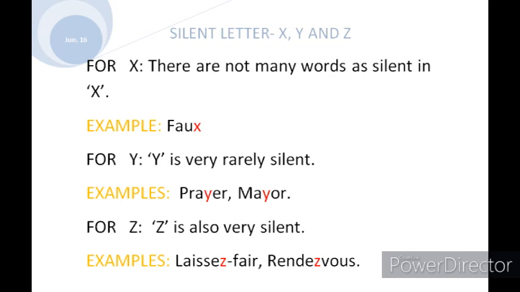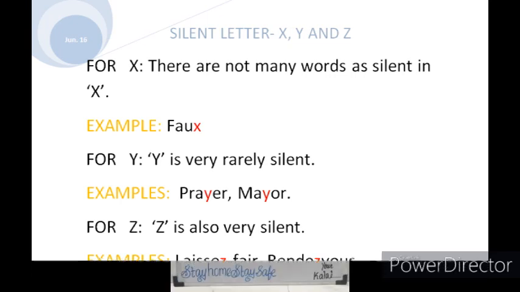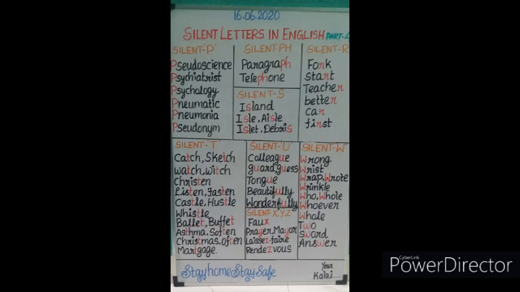Here, Y has also two examples. First one is prayer. P-R-A-Y-E-R, prayer. Here, we should not pronounce the Y. The second word, mayor, M-A-Y-O-R, mayor. Okay. Then we'll move to Z.